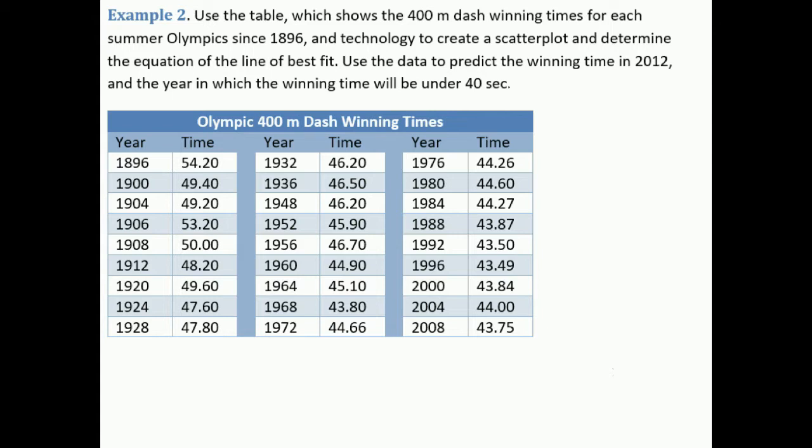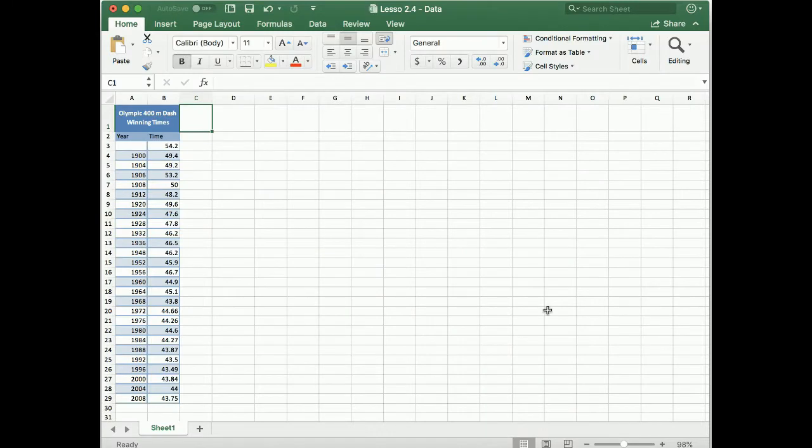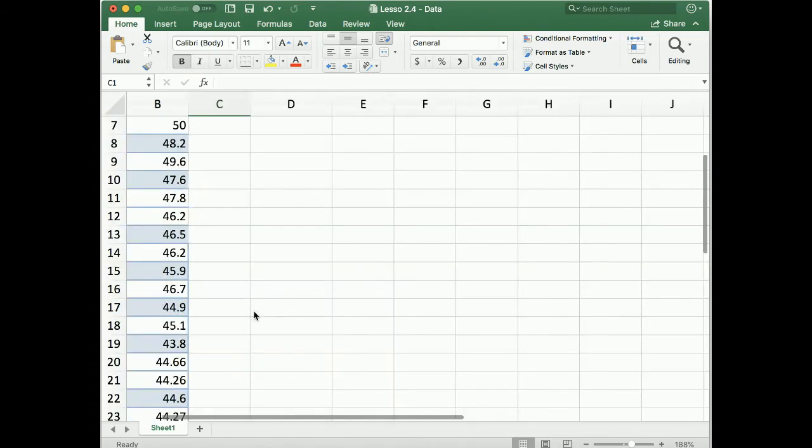I'm using Excel. You can use any spreadsheet. They might differ in their formulas a little bit, but they're all going to be similar. So here's a spreadsheet. I entered all the data in here. I know it's pretty small. So I'm going to zoom this in some so we can see this a little better, but all the data is there.